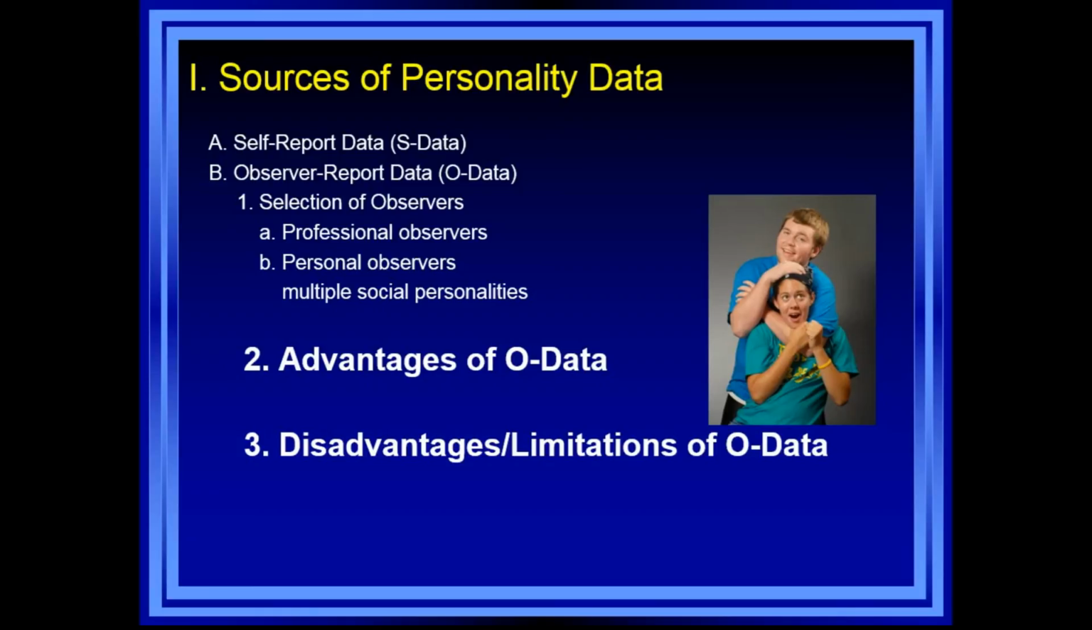But we don't want that. We want as objective as possible. So the fact that observers come into a situation with biases can lessen the accuracy of observer reports. And that is a true disadvantage or limitation. So we just have to be aware of that.